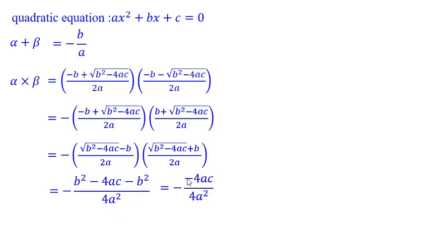Now this minus and minus, they will cancel. Minus into minus is plus. This 4 and 4 will cancel, and this a will be cancelled by one term of this a square. So I have c upon a. So alpha into beta is c upon a, and alpha plus beta is minus b upon a.